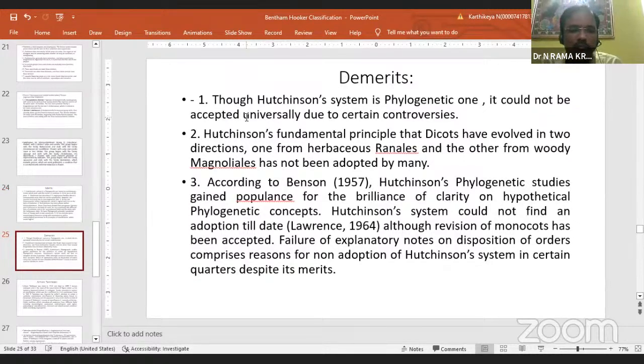Whatever he suggested in the classifications, some scientists have not accepted. So this is very controversial. The fundamental principle, that dicots evolved in two directions, from the herbaceous Ranales and the other from woody Magnolias, has not been adopted by many scientists. Many taxonomical scientists do not accept it. Okay, so this is Hutchinson's classification.